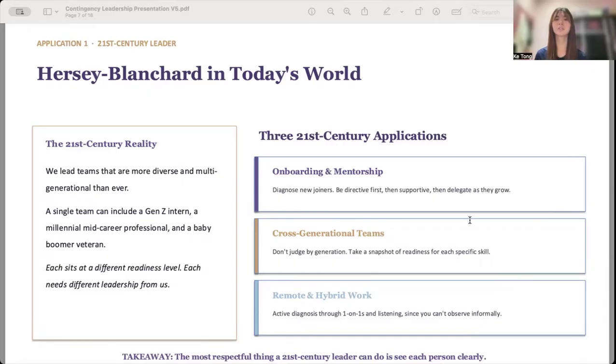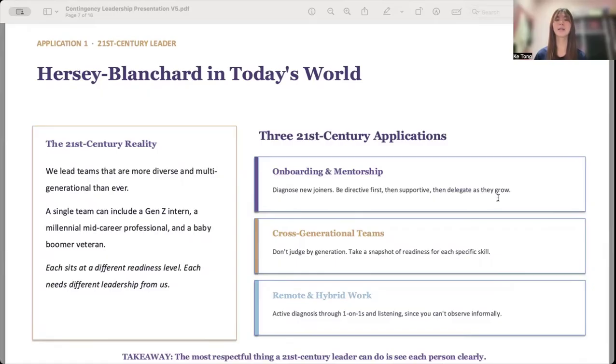Second, in cross-generational teams, apply the model not just as a judgment of someone's generation, but as a snapshot of their current readiness in a specific skill. The same person might be level 4 in their core expertise, but level 1 when they take on a new project. So meet them where they are.